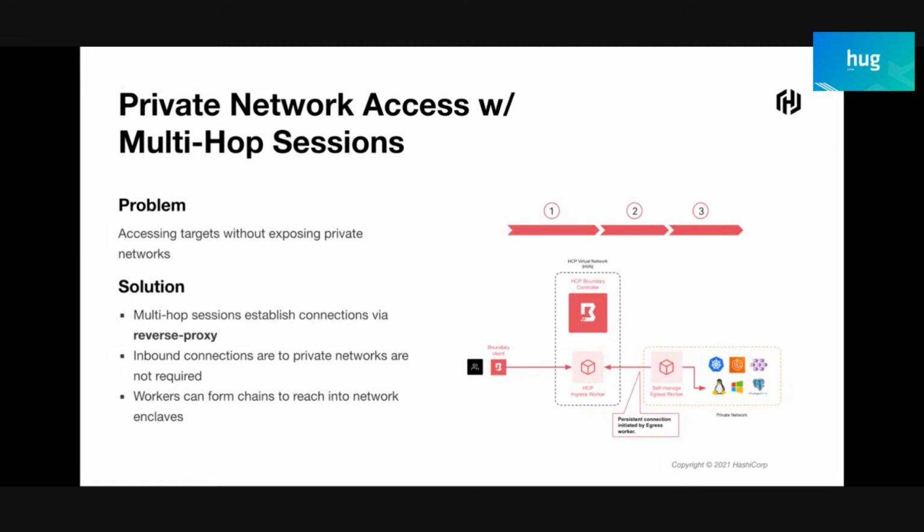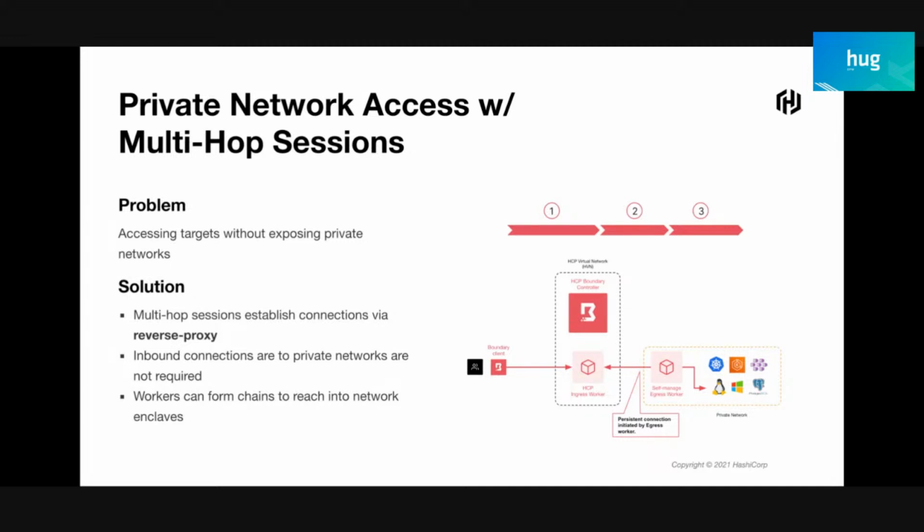So this one is about multi-hop, another very unique feature for Boundary that you don't see any other vendors doing. So let's talk about this common challenge: providing access to infrastructure without exposing the private network. How do you do that? Many of us deal with complex network structures that require traffic to jump through multiple enclaves to reach target systems. With Boundary, we've got a solution.